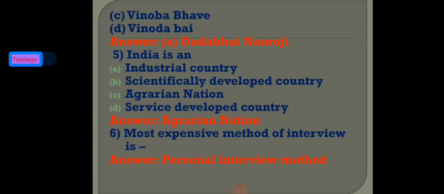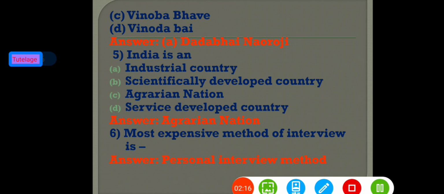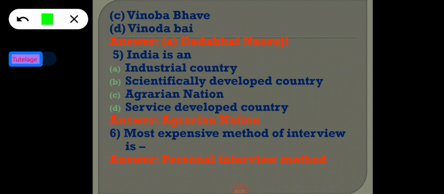Here, this is the fifth question, and this is one of the most important but too easy questions. India is an industrial economy, a scientifically developed country, the third one is an agrarian nation, and the fourth one is a service developed country. So obviously, India is an agrarian nation, because you all know that most of the share of GDP comes from the agricultural sector. That's why India is an agrarian nation. Okay, so now going to the next question.